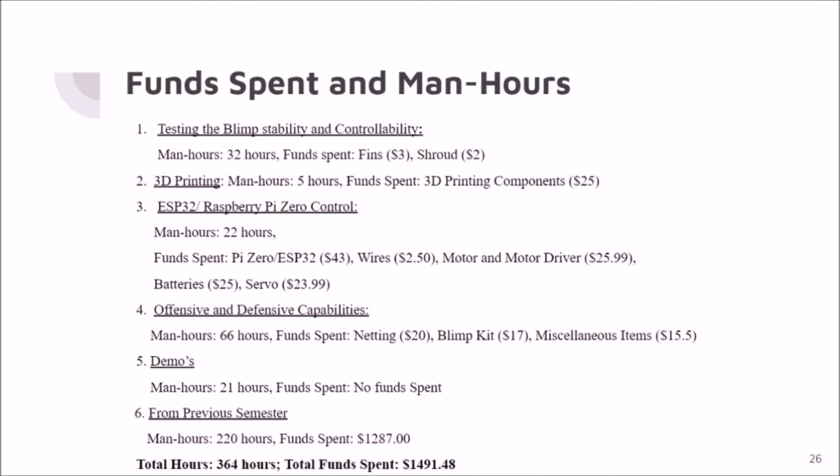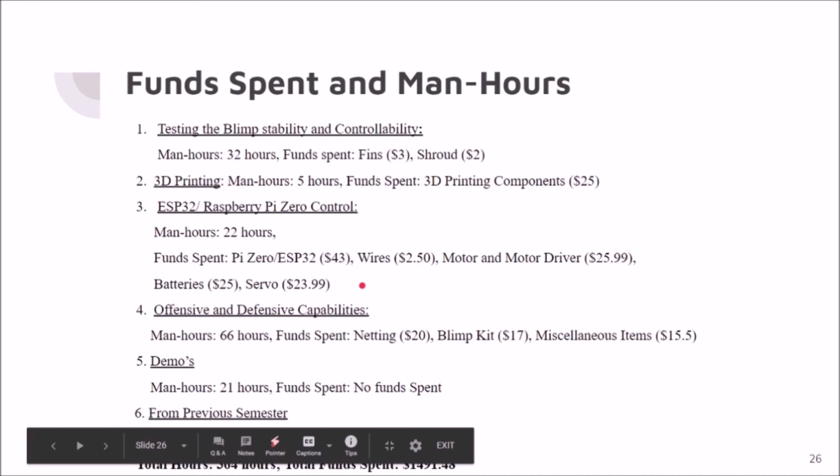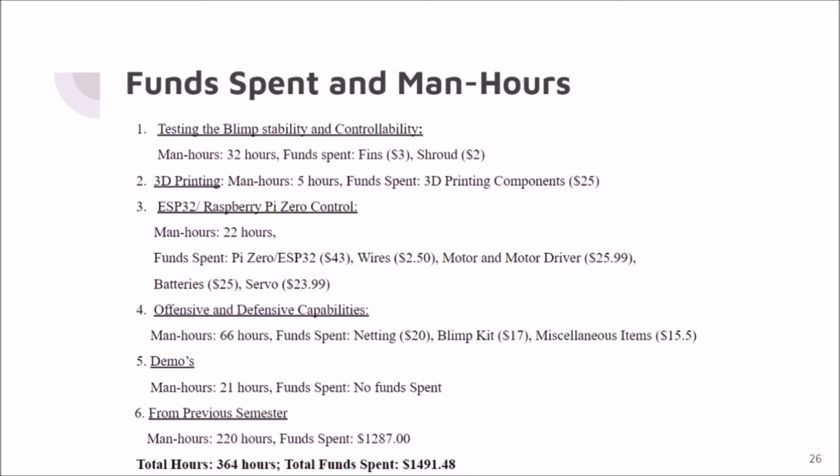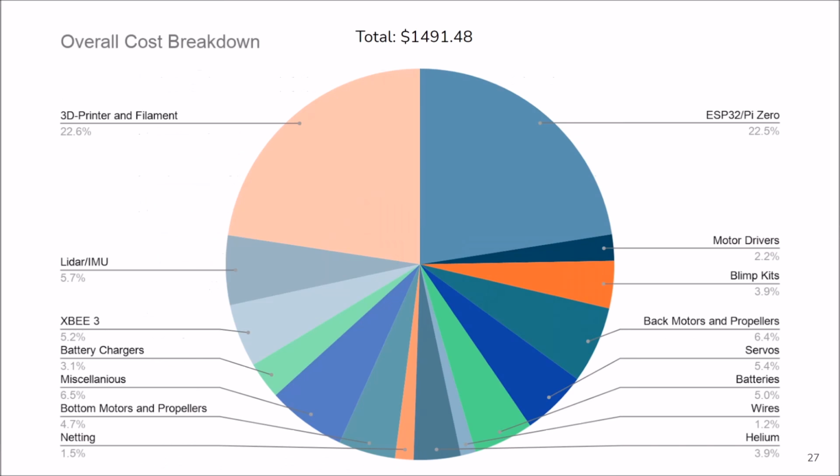Funds spent and man hours. In this we separated into 6 categories: testing the blimp stability and controllability, 3D printing, ESP32 and Raspberry Pi control, offense and defense capabilities, and demos, with the previous semester added on. Offense and defense capabilities right here: the main one we did 66 hours, and you can see we implemented different offense strategies and defense strategies. But then the total time was 364 hours, and the total funds was $1,491.48.